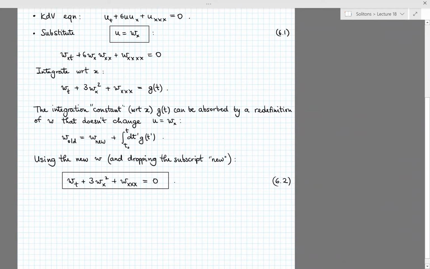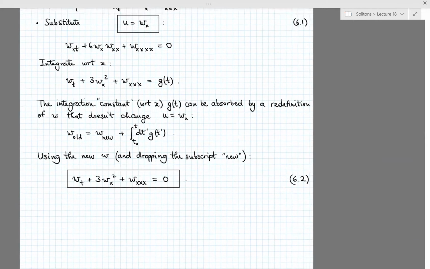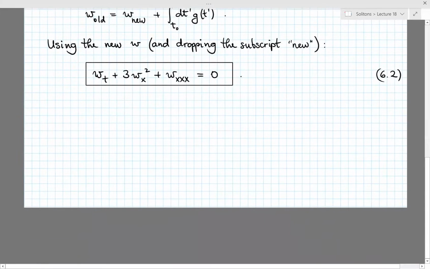All right, so instead of the KdV equation for u, we have equation 6.2 for w. But at this point, you might ask, why at all did we make the substitution 6.1, where u was equal to w_x? So let's try to answer that question next. So why do we make the substitution 6.1, which was u equal w_x?